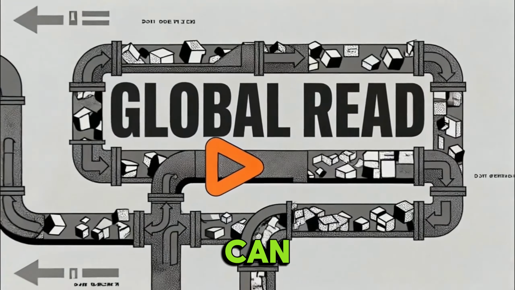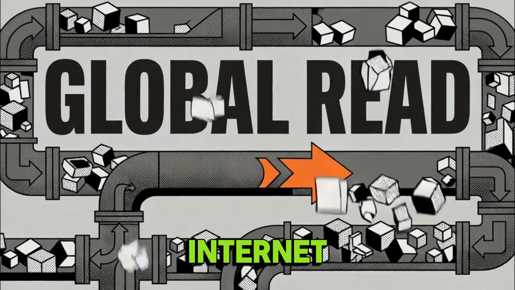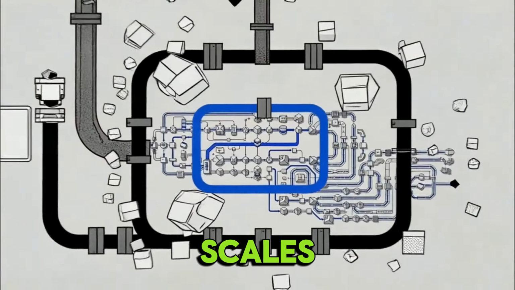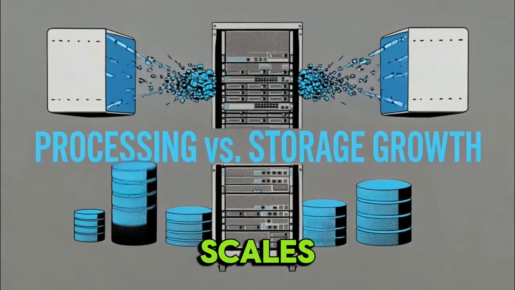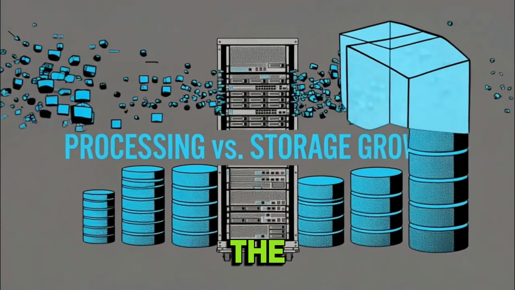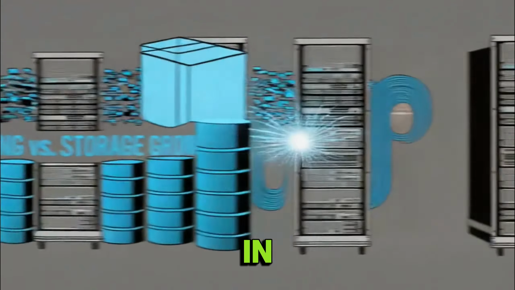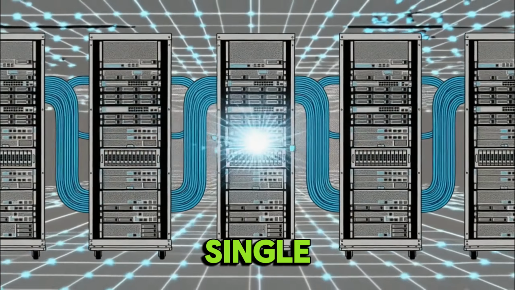This is why Netflix can deliver 15% of global internet traffic. Each subsystem scales independently. Reads scale independently from writes. Event processing scales independently from event storage. The entire system grows horizontally in every dimension without any single bottleneck.